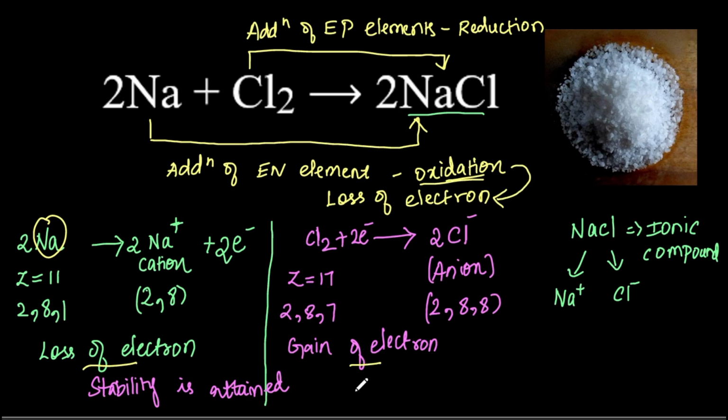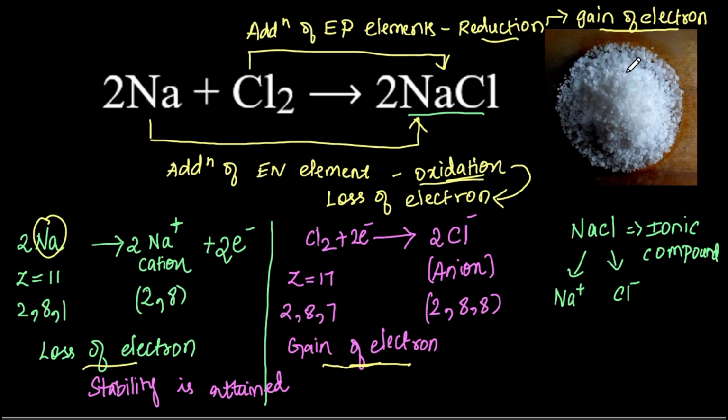Now, you go to chlorine. In chlorine, what is happening? Gain of electron. So, already we have written for chlorine addition of electropositive element, that is reduction. But what actually chlorine is doing? It is gain of electrons. So, now we are going to compare this with the definition of reduction. So, what is reduction? Addition of electropositive elements, and the new definition is gain of electrons.